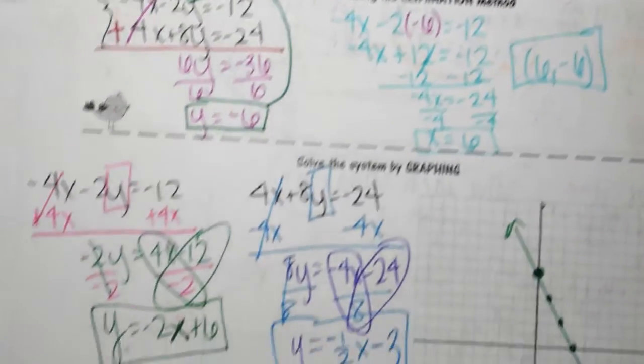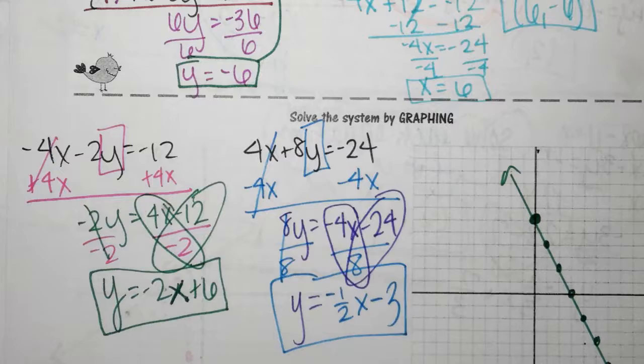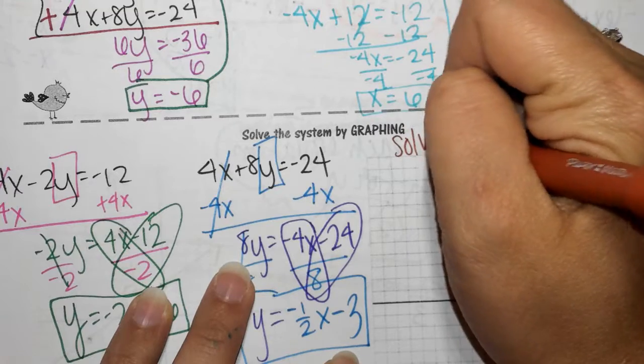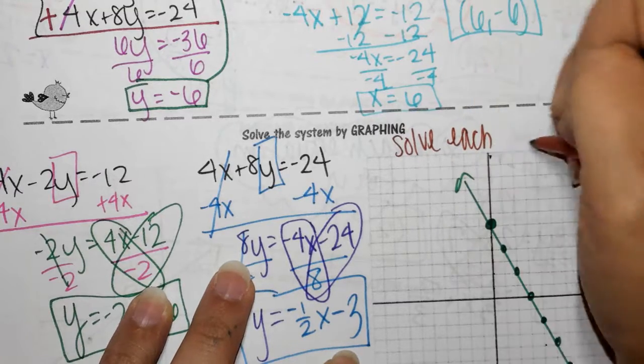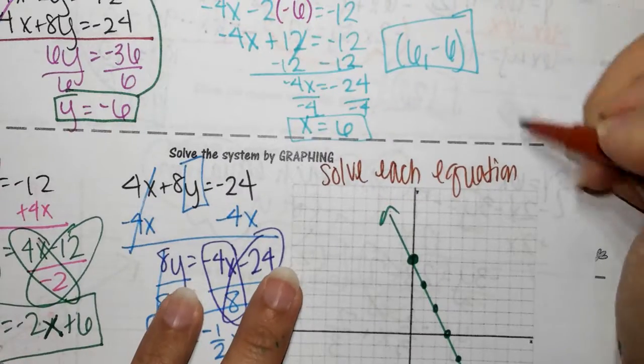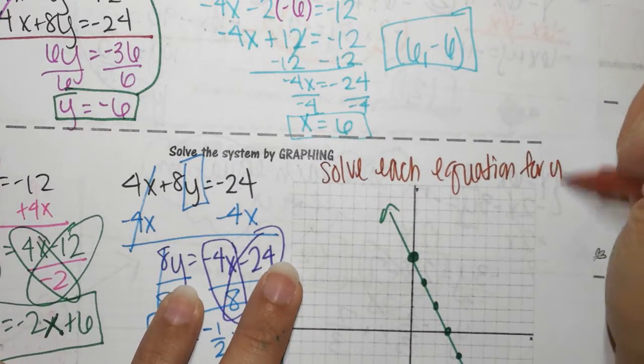Then for graphing, what did we have to get by itself each time? Y. We had to solve each equation for Y. So write that down. Solve each equation for Y.